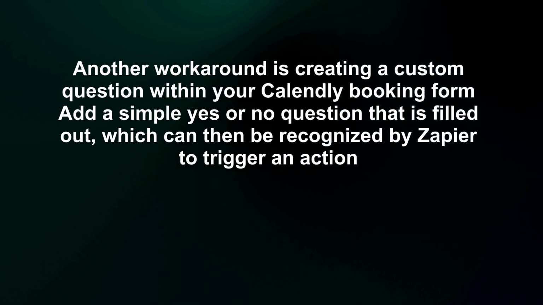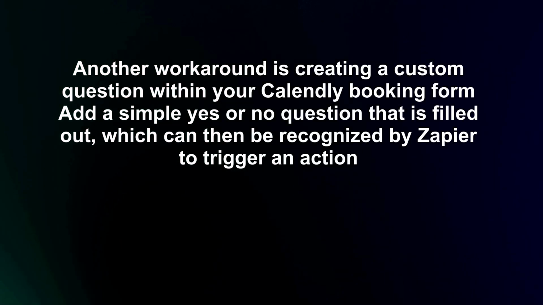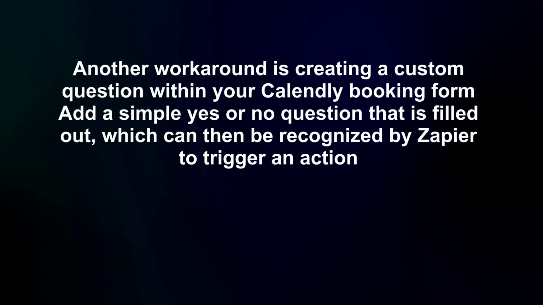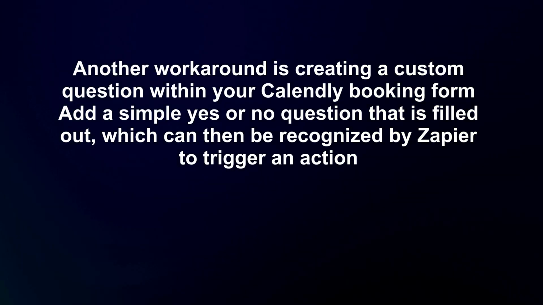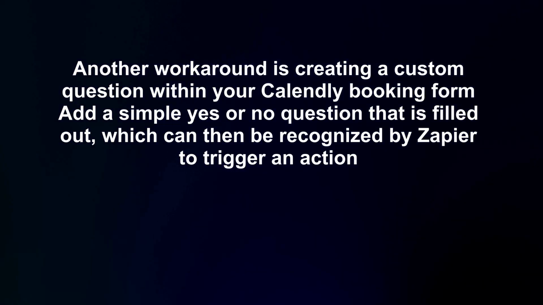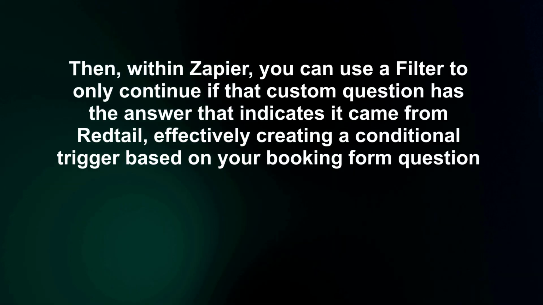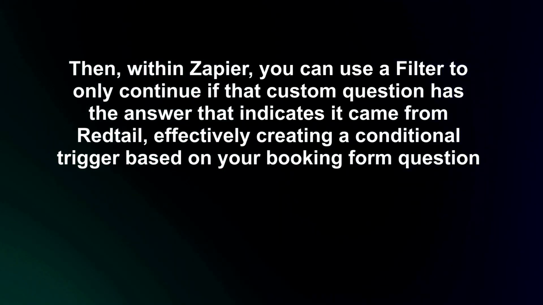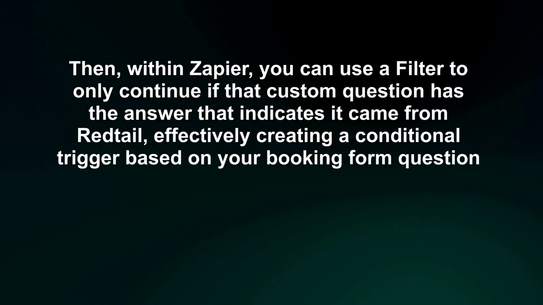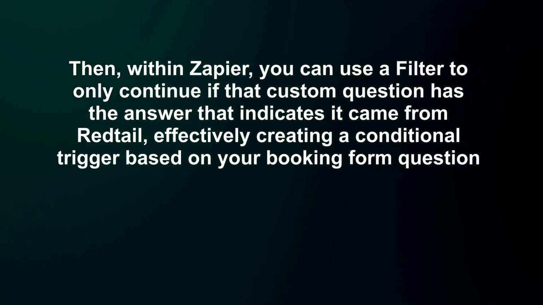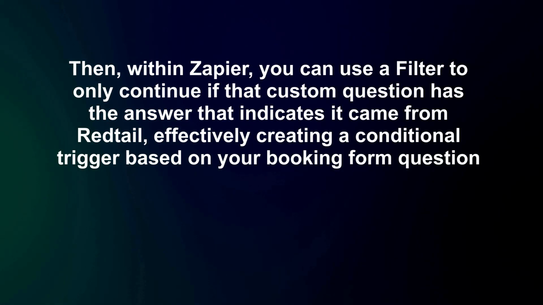Another workaround is creating a custom question within your Calendly booking form. Add a simple yes or no question that is filled out, which can then be recognized by Zapier to trigger an action. Then, within Zapier, you can use a filter to only continue if that custom question has the answer that indicates it came from Redtail, effectively creating a conditional trigger based on your booking form question.